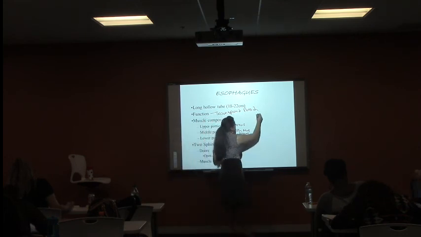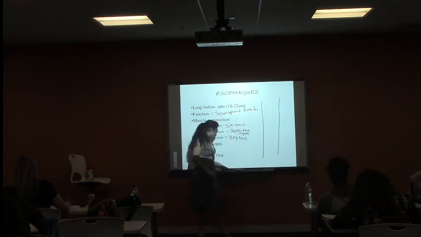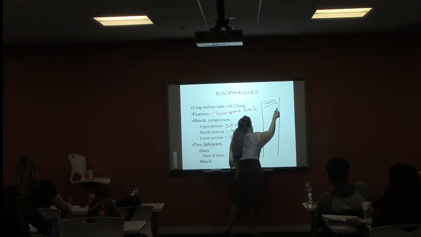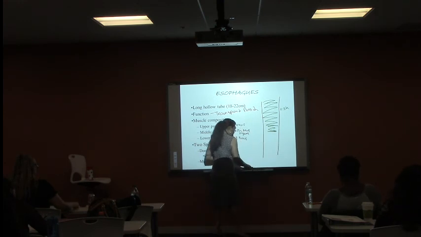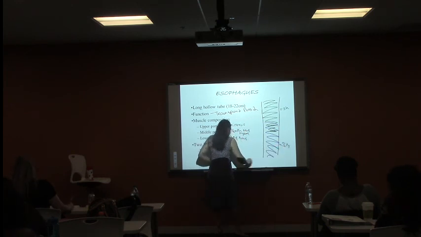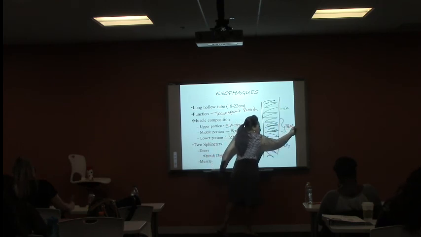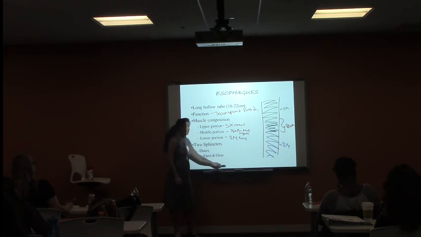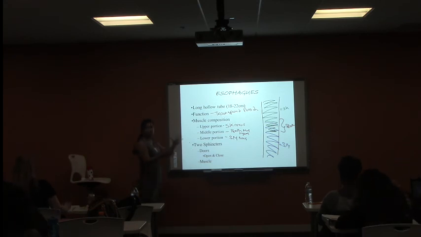So let's say this is my esophagus. The upper portion is skeletal. The lower portion is smooth muscle. And right in the middle, you have both. Does that make sense? So the upper portion of the esophagus and the lower portion of the esophagus are two distinct types. The middle is a mixture of both.